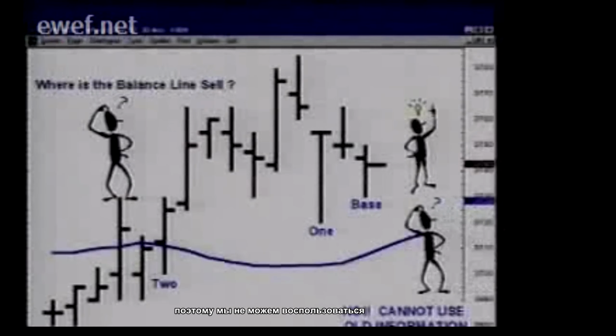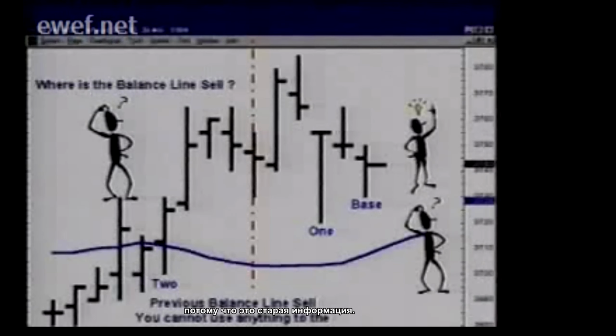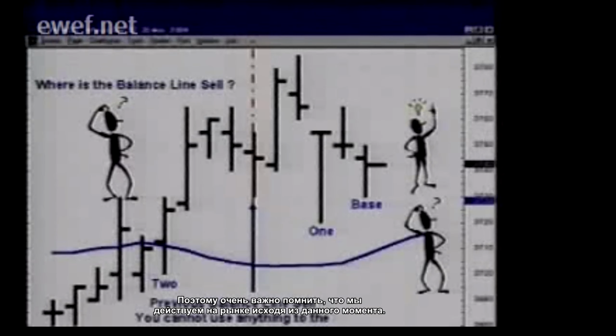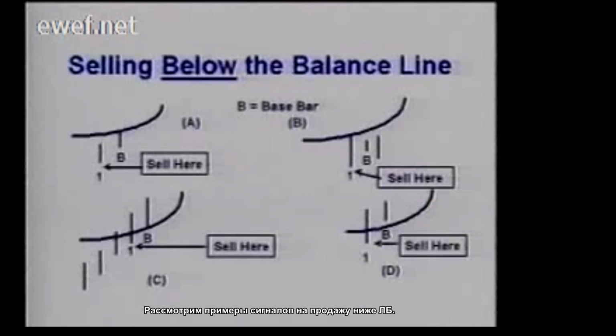So the current one, we can't take this current sell over here because that's old information. The previous balance line sell was hit on that bar. So it's very, very important to remember that you always take the market of what's happening now. The uniqueness of our entire approach is based upon this. We don't consider ourselves to be technical analysts. We consider ourselves to be market behavioralists. We're trading the current behavior of the market. Let's take an example now, or 3, 4 examples, about selling below the line.